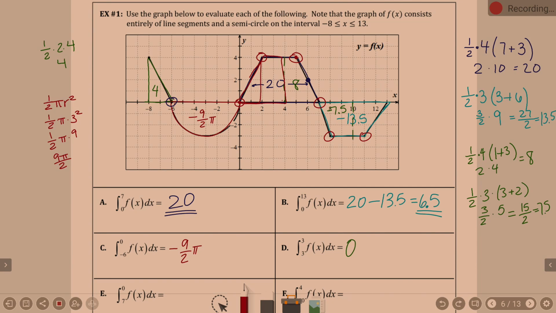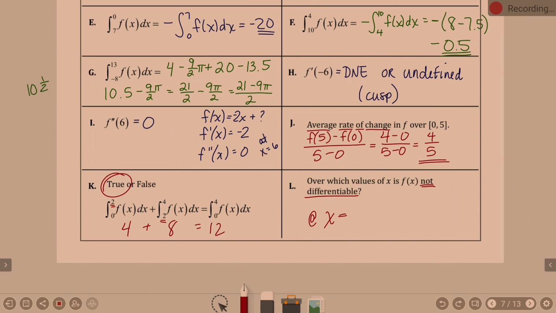We don't really know what's going on at the endpoint. So I have at x equals negative 6, 0, and I think we listed all of these: 2, 5, 7, 8, and 11. We listed all those, didn't we? Yep. Those are just the ones I have listed in my answer key.